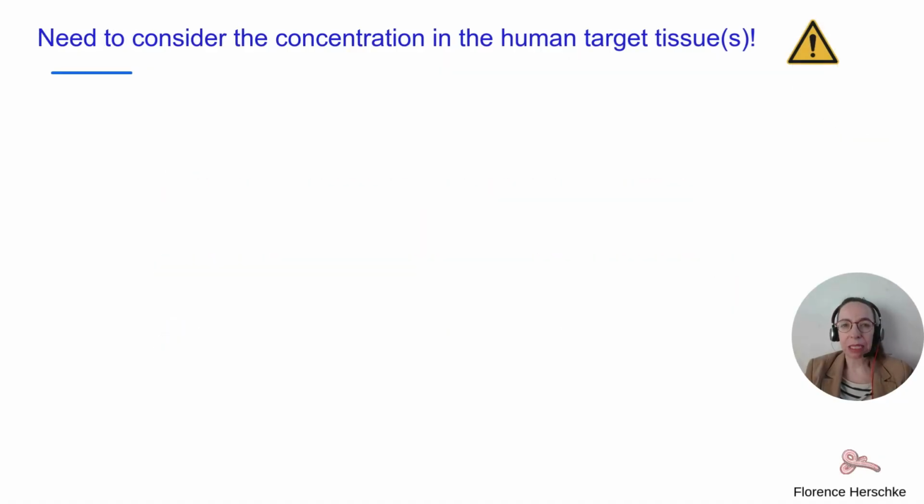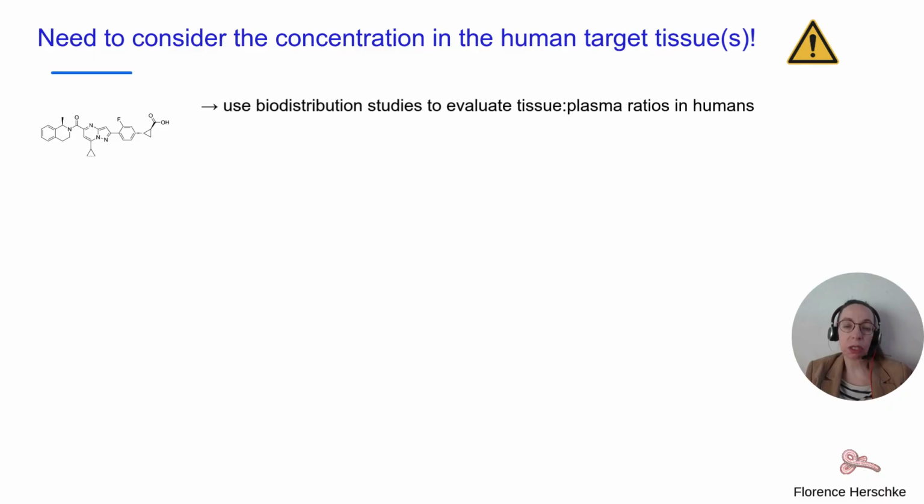Another essential point is that you need to consider the concentration in the human target tissues. So often in a clinic, you will measure concentrations in plasma. However, the inhibitor needs to be active in the target tissues. For small molecules, you can use biodistribution studies to evaluate tissue to plasma ratios in humans. Alternatively, if you are using free concentrations, the Kpuu is often close to 1 in most tissues. You still need to have a good knowledge whether the inhibitor is a PGP substrate or the substrate of any other transporter.